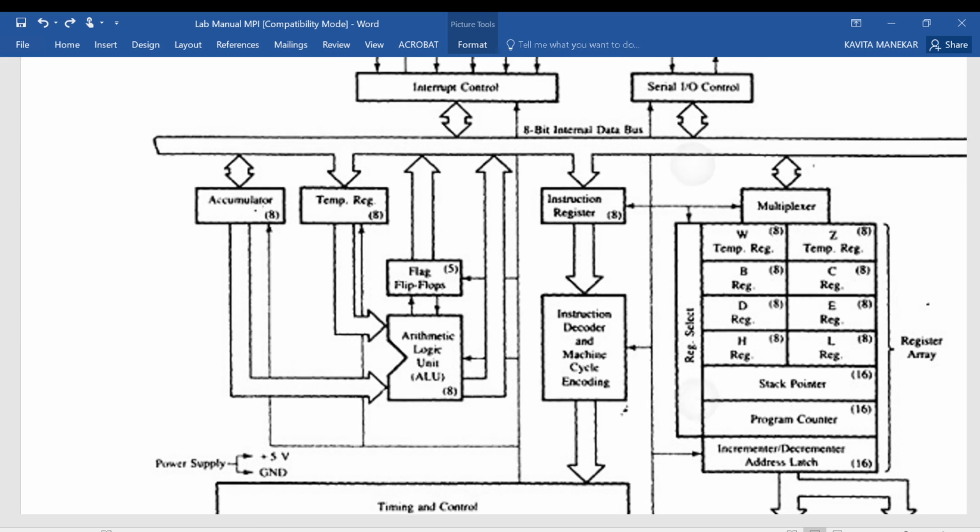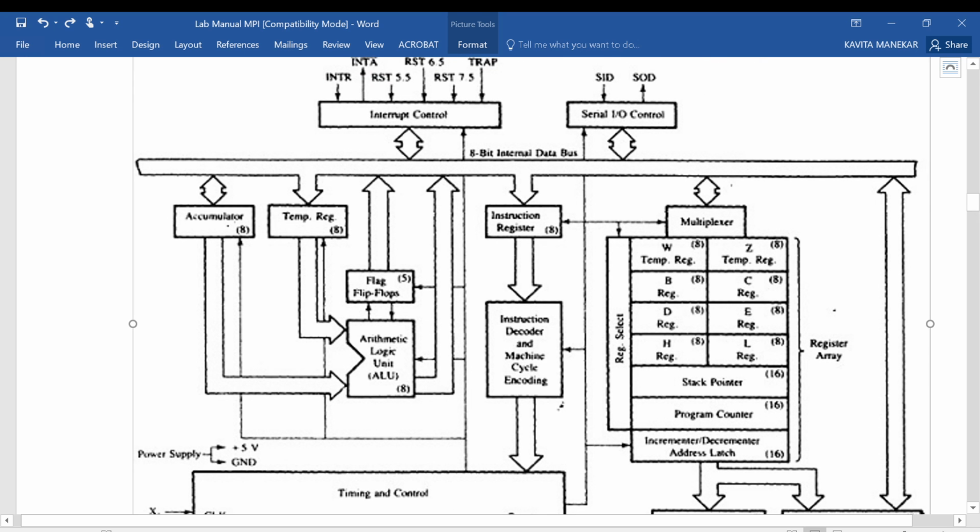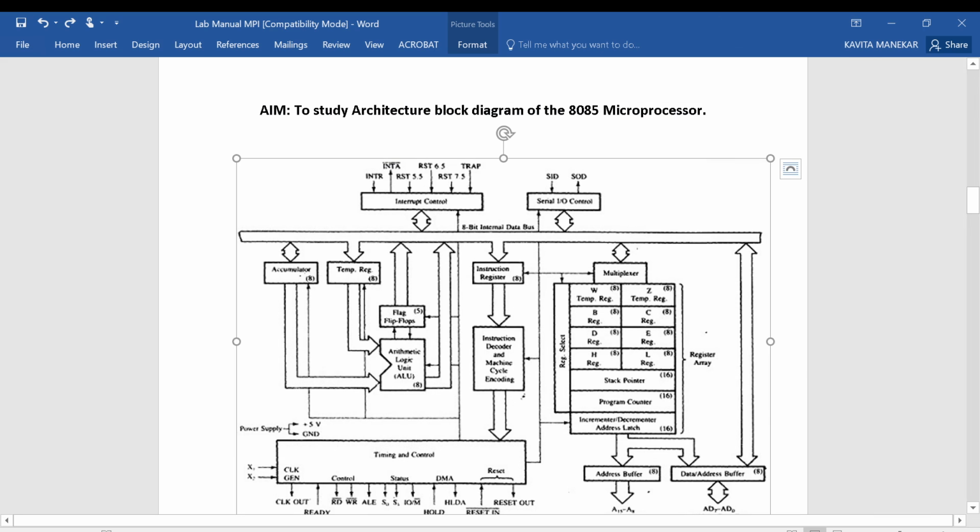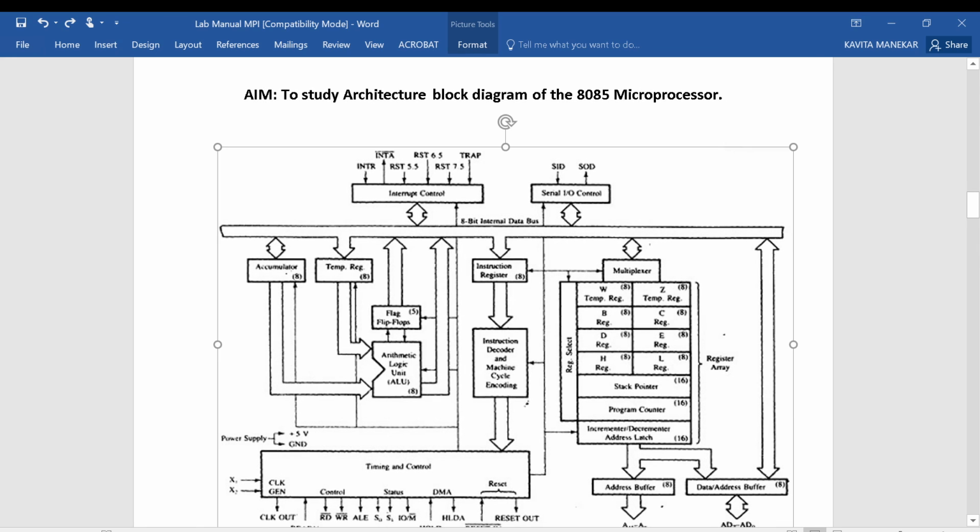As for the buses, we can see the data bus, the main 8085 internal data bus, which is 8 bits and is connected to the different blocks, and the address bus is shown downward. So this is how the 8085 processor works together with the address bus, data bus, and control bus, with the ALU and with different control signals. Thank you.